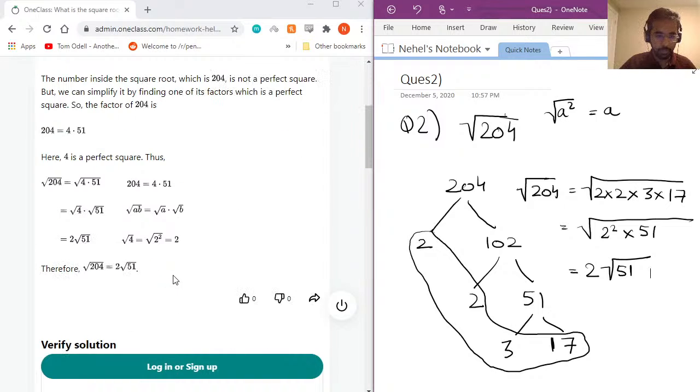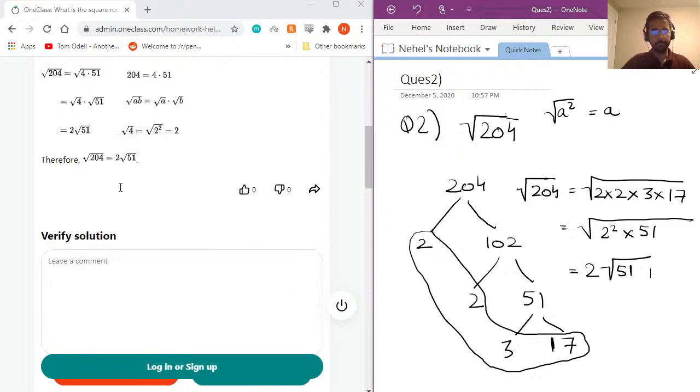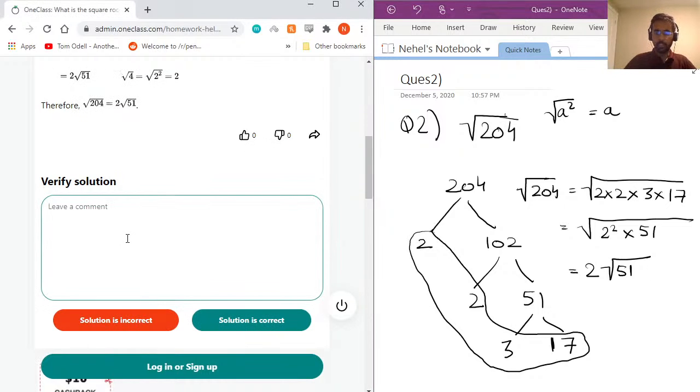Okay, let's verify if that's the correct solution as well. So 204 is 4 times 51. Since 4 is a perfect square, thus. Okay. So yeah, the answer is correct.